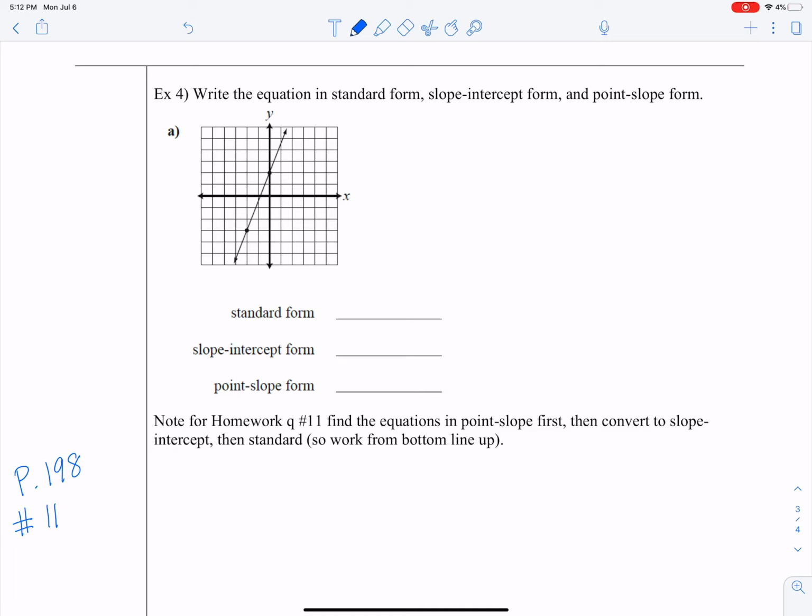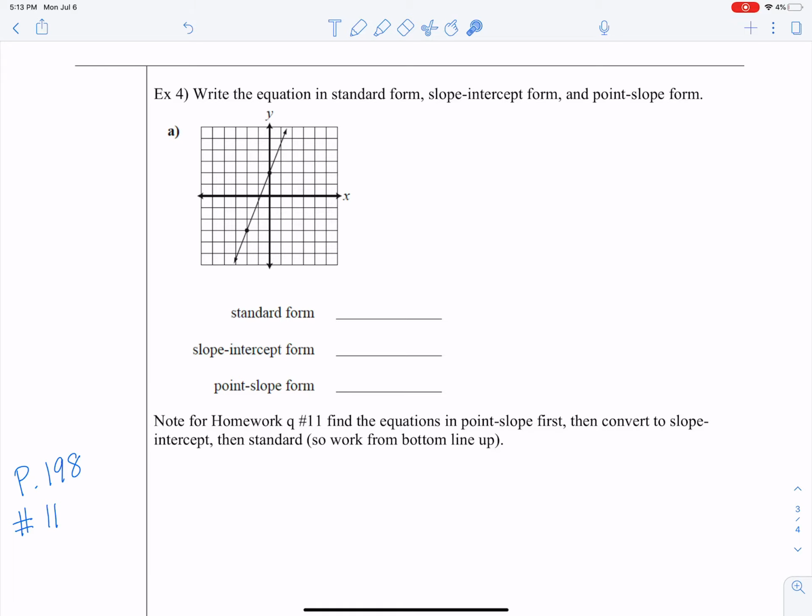This is 5.1b, part 3. All right, so for our final part, we deal with graphing. So here, you're reading your information from the graph, and then you're writing it in standard form, slope-intercept form, and point-slope form.